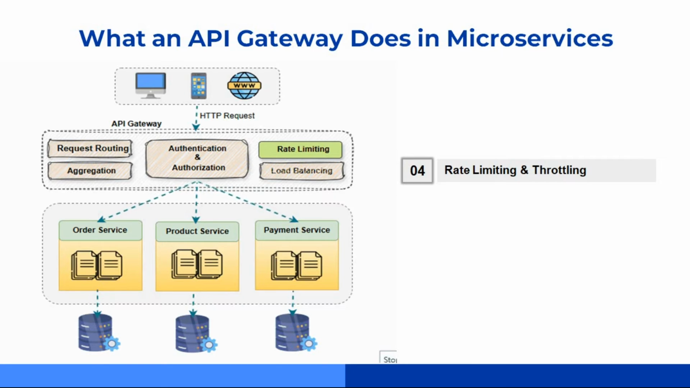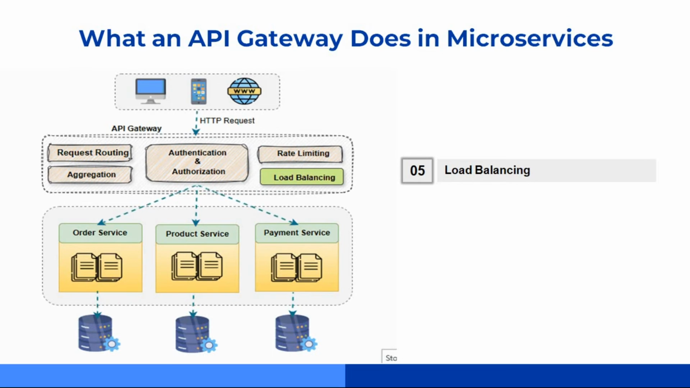Number 5, load balancing. When you have multiple instances of a service running, the gateway can balance the traffic between them. For example, if you have 3 product service instances, the API gateway will automatically send requests evenly to all of them. This helps in better performance and reliability.